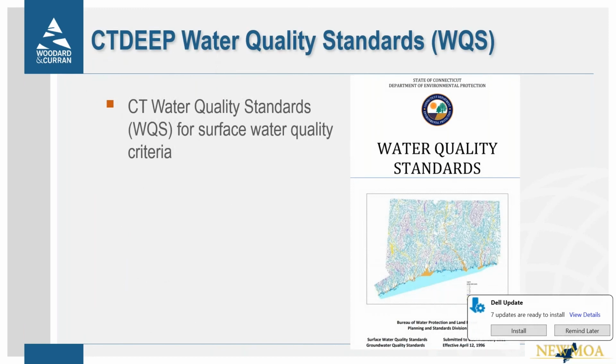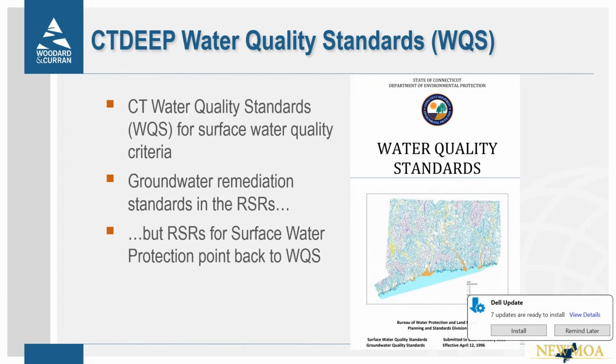So water quality standards have been around a long time. They're updated frequently. The note that I wanted to make is that the groundwater remediation standards are all in the RSRs, yes, but they also point back to the surface water quality standards in the surface water protection criteria, both because they are the basis for how the state derived the lookup tables, and also there's a bunch of you playing risk assessment with the site-specific dilution calculations, et cetera, that again require you to go back to the water quality standards. So they are linked.